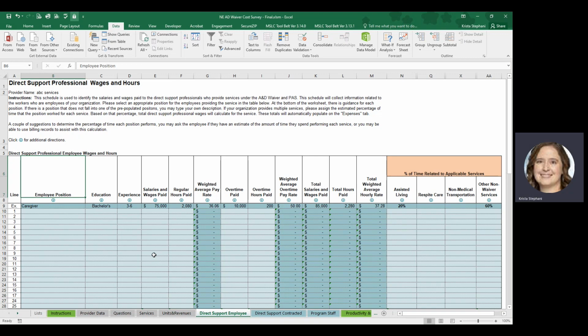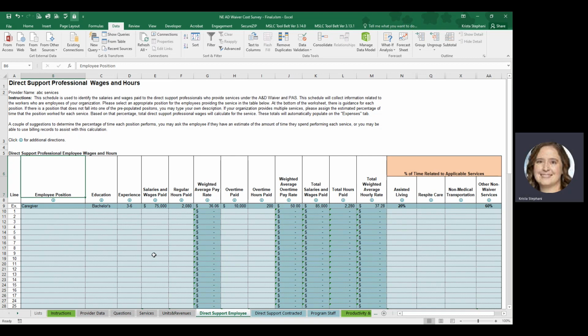What we are looking for on this tab is for you to populate the wages and salaries paid to the direct support professionals who are providing services through the aged and disabled and past services. These positions should be those workers who are generally working directly with the individuals to provide them with the supports and the services they need in accordance with their service plan.